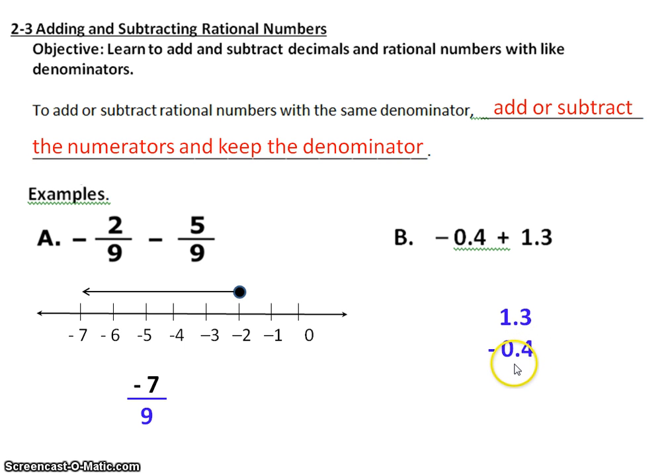Now, after I subtract those, I know my answer is going to be positive because there are more positives than there are negatives. So 1.3 minus 0.4, I'm going to come up with 0.9. But again, I know my answer is going to be positive because there are more positives than there are negatives.